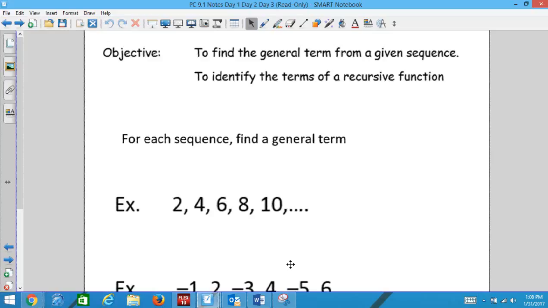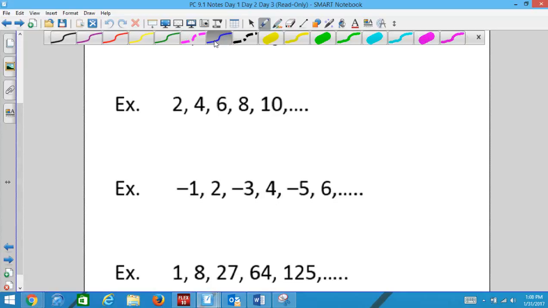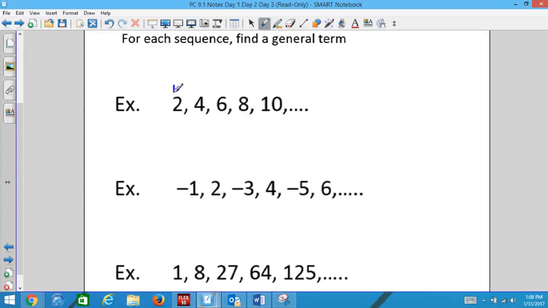The first one, actually, before we even start, you want to think about which term it is, because that would be the n, that's going to be the variable. So this is the first term, this is the second term, third term, fourth term, fifth term. So what I'm going to do is I'm going to plug in 1 into an equation and get out 2. I'm going to plug in 2 and get out 4. I'm going to plug in 3 and get out 6. I'm going to plug in 4 and get out 8.